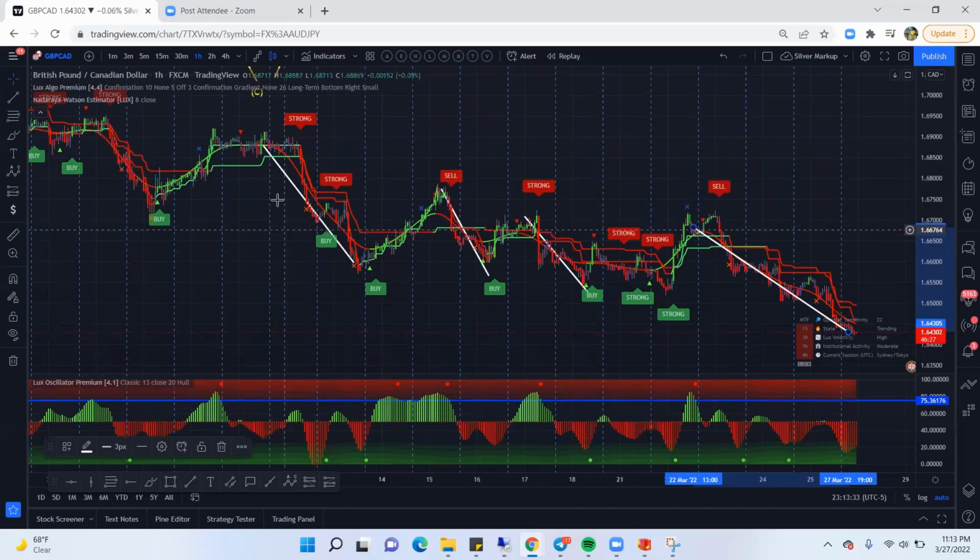You wait for trend, you trade within the trend, and then you wait for the Lux Oscillator Premium to get into the overbought, oversold levels. When the oscillator or the candles change color and give you that signal, you take the sell from there. And you only take the sells that reach into the overbought, oversold levels with the oscillator.